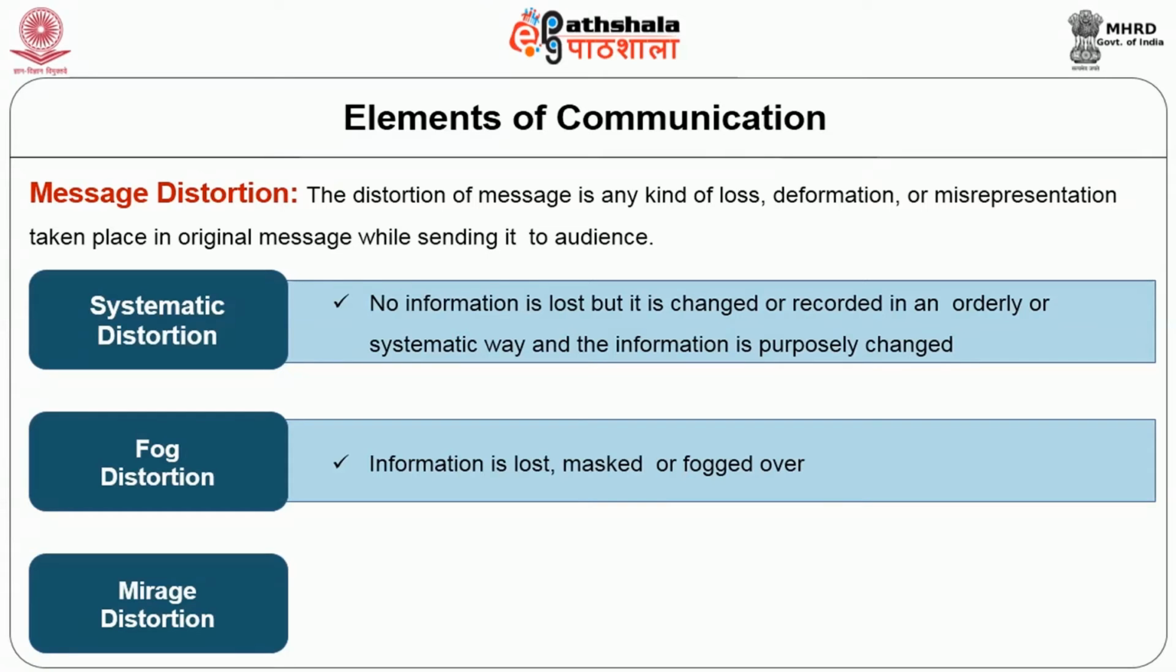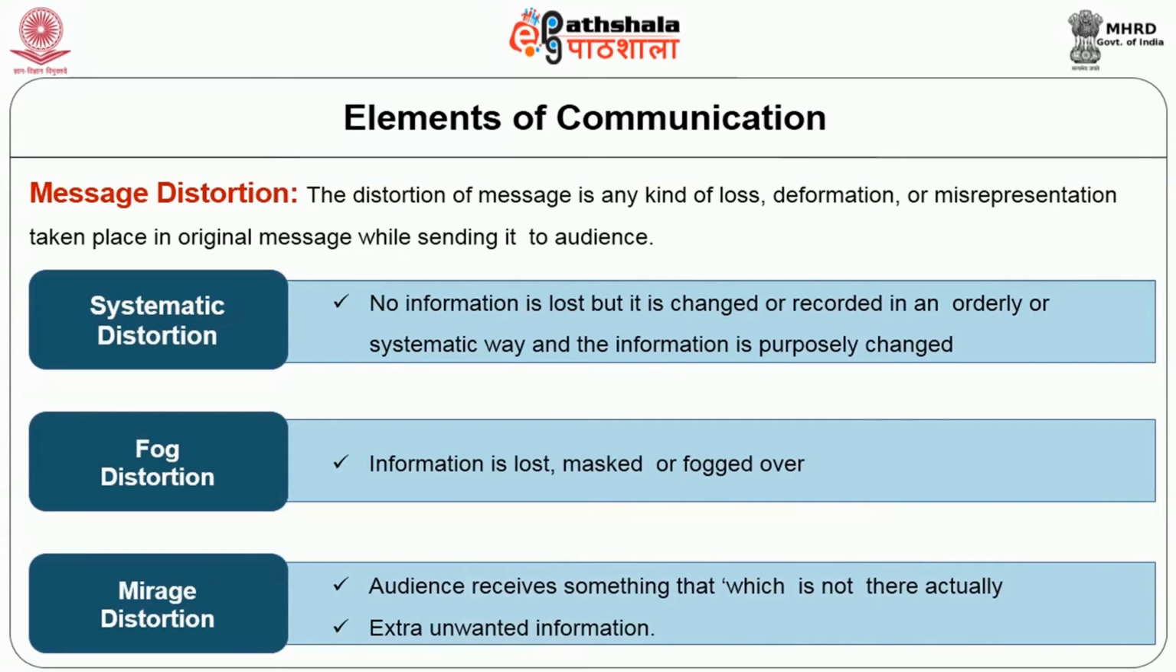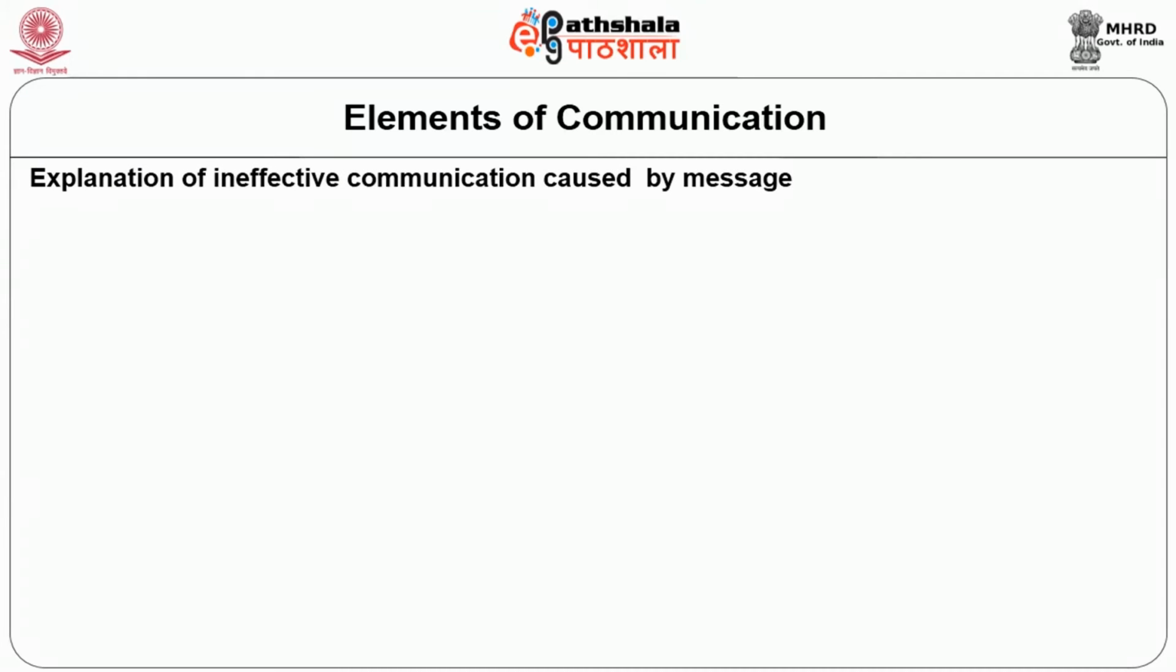Mirage distortion. In mirage, the audience receives something which is not actually there. Mirage gives extra unwanted information. It is unwanted because it is likely to result in mistaking the messages as relevant information. Thus, it introduces errors into the insight. An extension worker, while painting a shining picture with regard to new ideas, may create a mirage type distortion in the mind of the farmers. Explanation of ineffective communication caused by message.